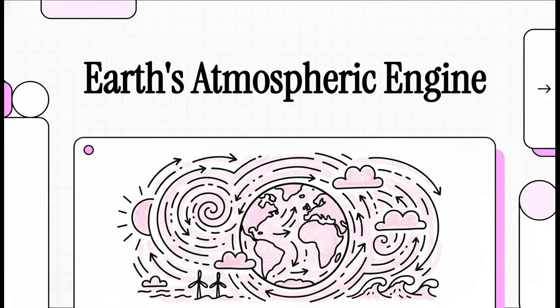Hey everyone, welcome. Today we're going to pull back the curtain on the planet's hidden engine, this huge invisible system of air currents that pretty much dictates our weather, creates our climates, and shapes life as we know it. This is the story of Earth's atmospheric circulation.